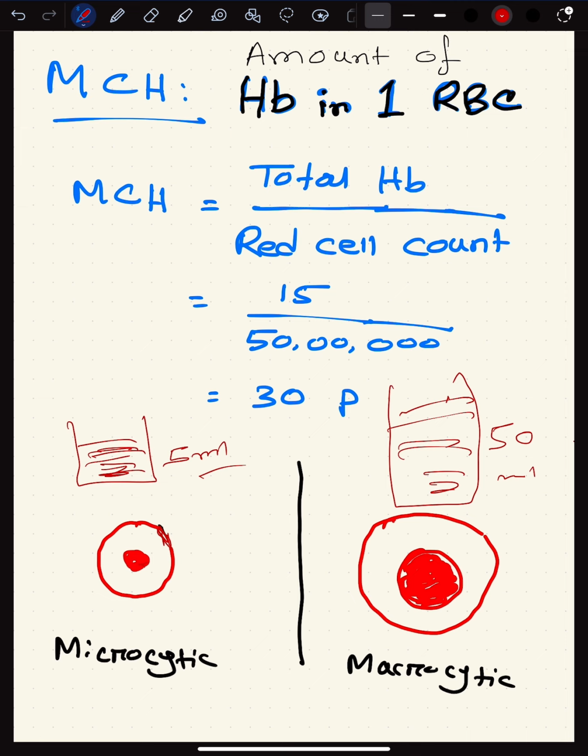Yes, size matters. So in this case, the amount of hemoglobin in one RBC, in figure number 1, you can see this RBC size is small, so it will contain less hemoglobin. So in microcytic anemia, the MCH or mean corpuscular hemoglobin, the hemoglobin in a single RBC, will be less in amount. In macrocytic anemia, the cell will be bigger in size, so the hemoglobin will be more, so we'll get MCH increased because the bottle is big, so it will contain more water.